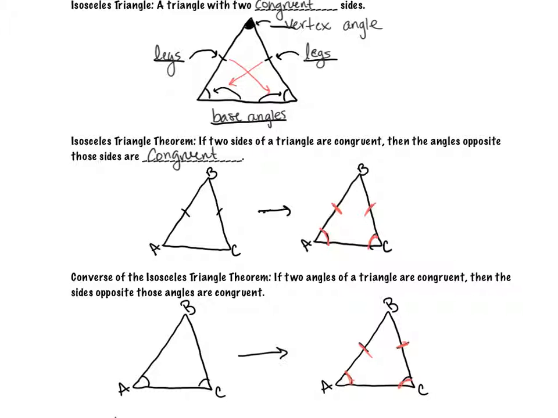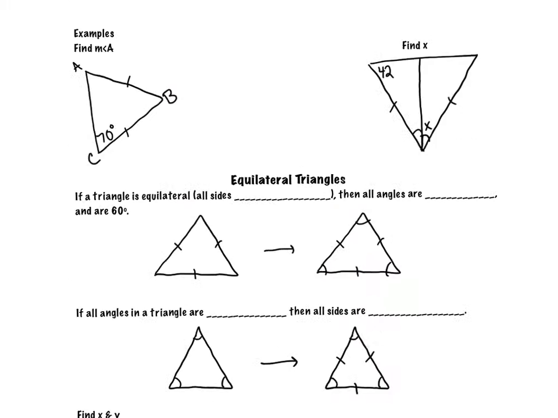So let's read this theorem right here. If two sides of a triangle are congruent, then the angles opposite those sides are congruent. Those are the base angles. So the base angle. Look at examples.